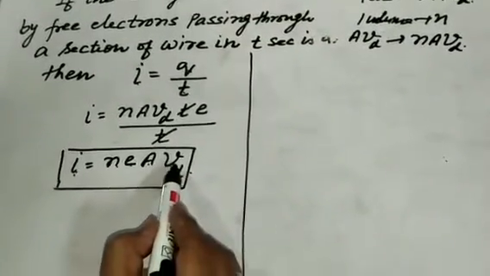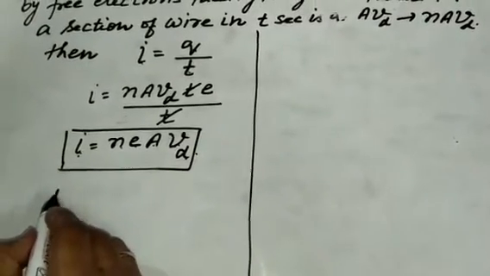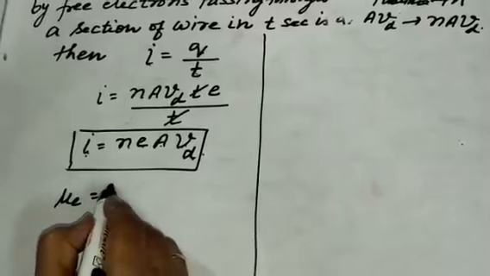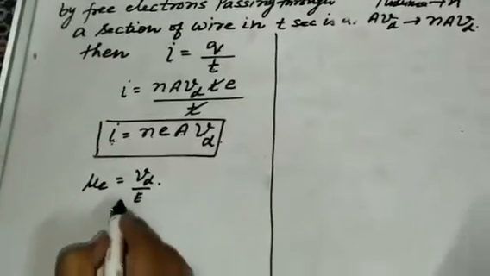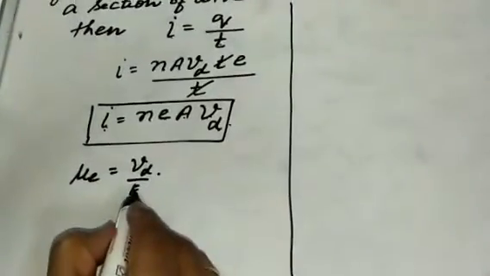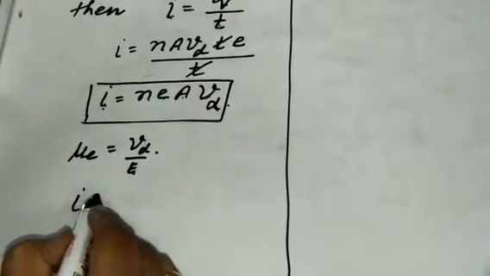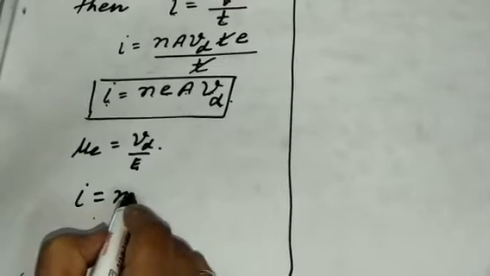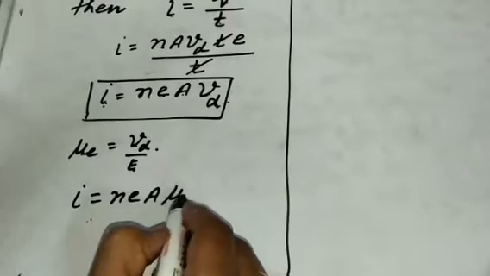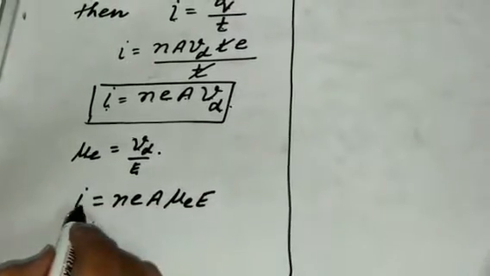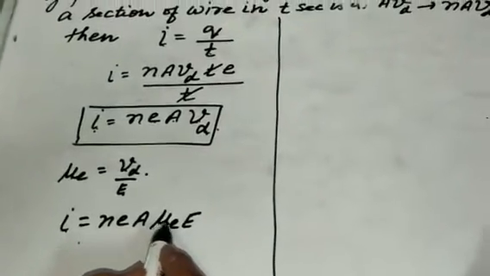In terms of mobility of electron, you can also write, since you know mobility mu is equal to Vd upon E, so we can write Vd is equal to mu into E. So in place of Vd, in terms of mobility of electron, we can write I is equal to neA, and in place of Vd you can write mu E. This is the relation between the current and the mobility of electron.